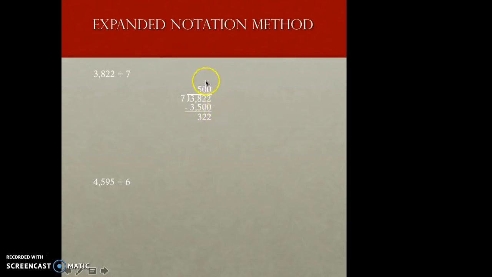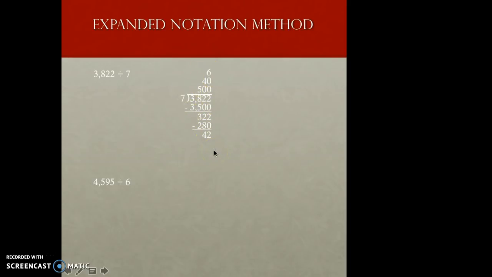So now I'm going to ask myself, okay, how many times will 7 go into 32 or 320? Well, I know that 4 times 7 is 28. So 40 times 7 is 280. So what I'm doing is using numbers that are easy to work with, numbers that end with zeros. I'm going to subtract and see how many I have left. I have 42 left.